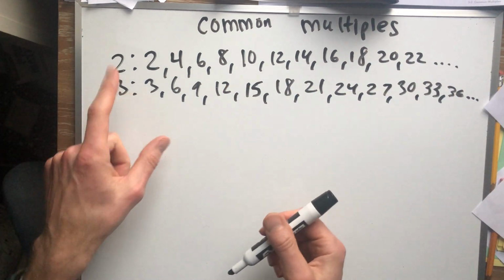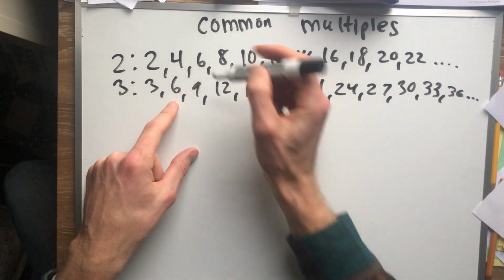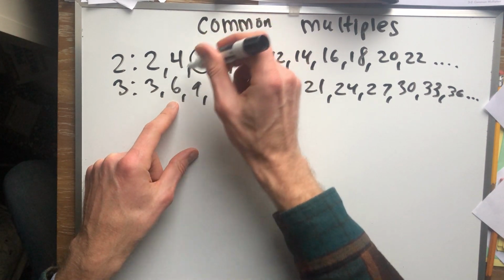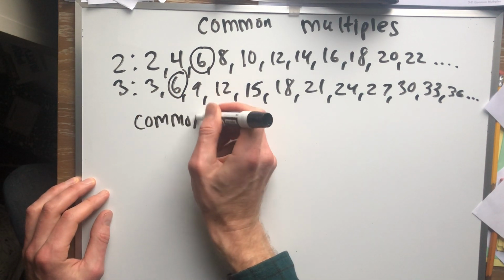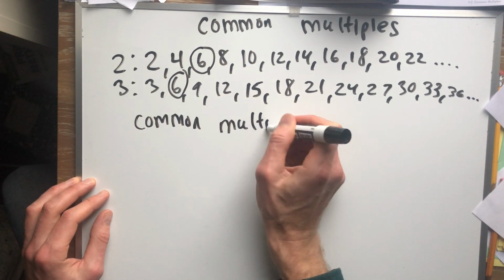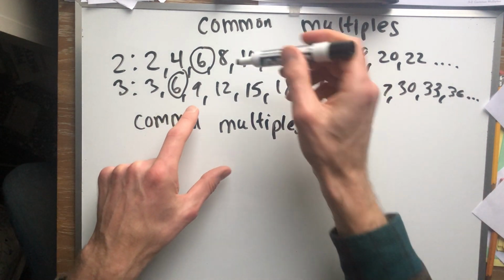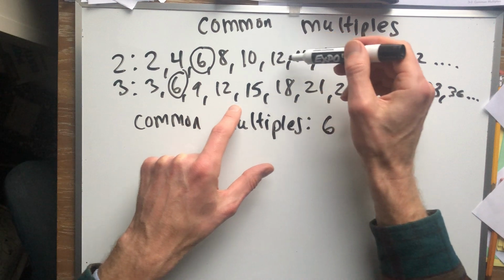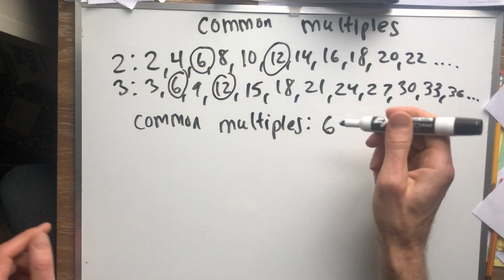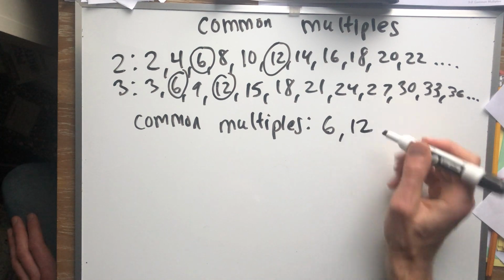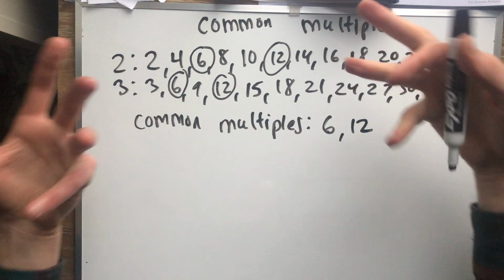So if we see a common multiple, let's notice them. Okay. Oh, I noticed a 6 and a 6. I'm going to circle them. So 6 is a common multiple. So if I had to write down the common multiples, I've got 6. What else? Let's see. 12 and 12. Same thing, same number. So 12 is a common multiple. It's a multiple of both numbers. They have it in common.